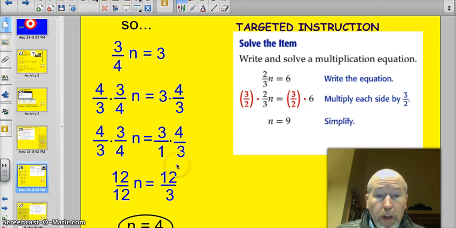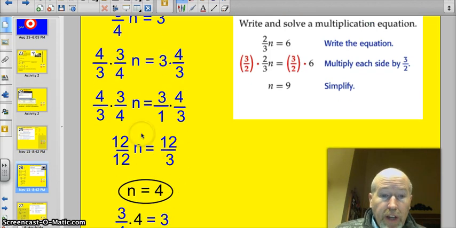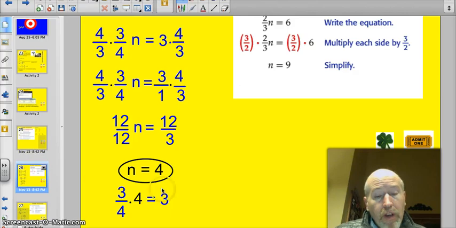3 times 4 is 12. 1 times 3 is 3. So I've got 12 over 12, which is 1, or just plain n. And I have to solve this. 12 divided by 3, which is 4. If I substitute in my answer, 3 times 4, it's 12 divided by 4 is 3. See how that worked out?